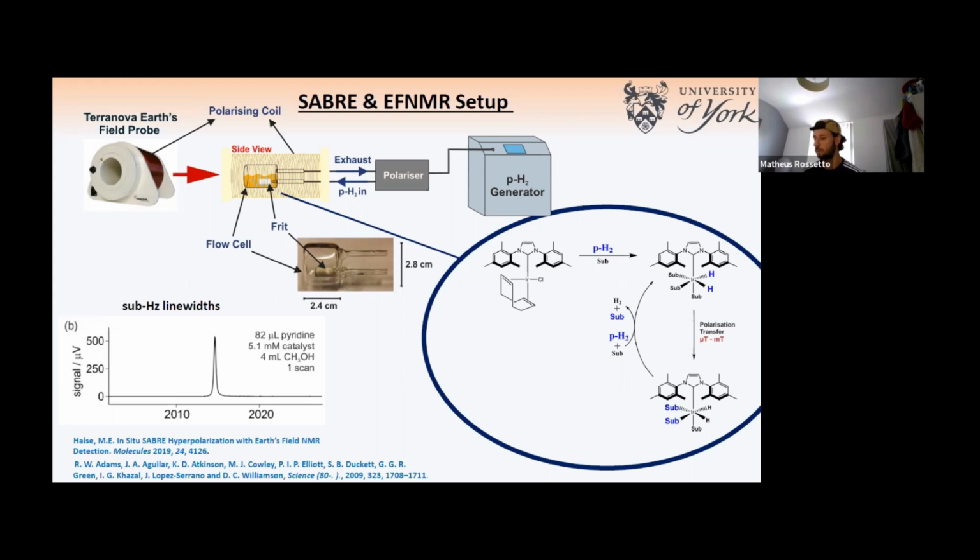By being able to observe and detect what's happening as soon as the parahydrogen comes into contact with the catalyst, we hope to get more detail and study what's going on. Earth's field helps us to do this, and because of it allows us to do in situ, which I'll explain later. But it's also very useful because not only do we not have to generate this field, it's already available to us, but it's also very homogeneous, and so we can achieve sub-Hertz line resolution of our hyperpolarized signals.